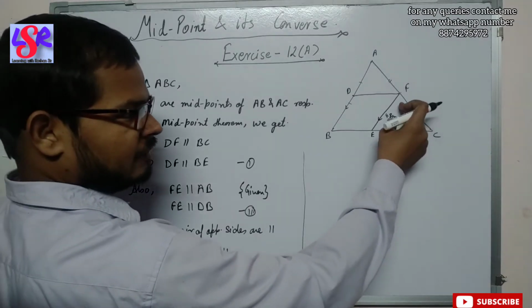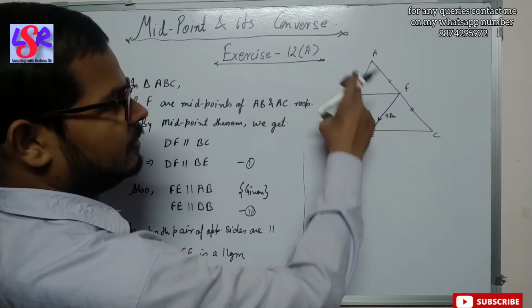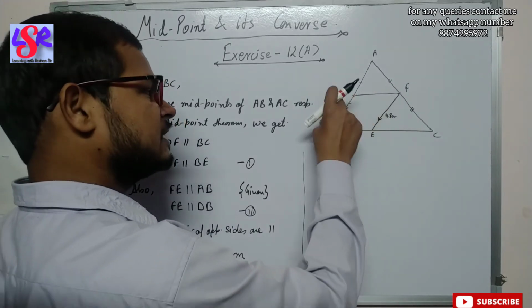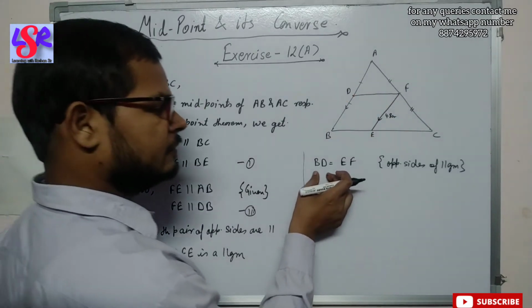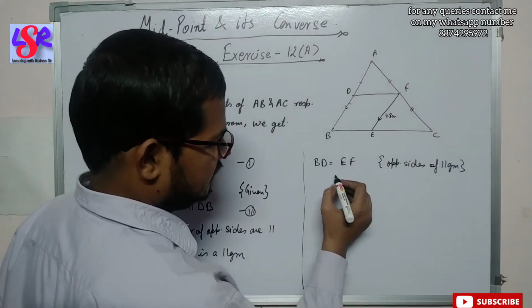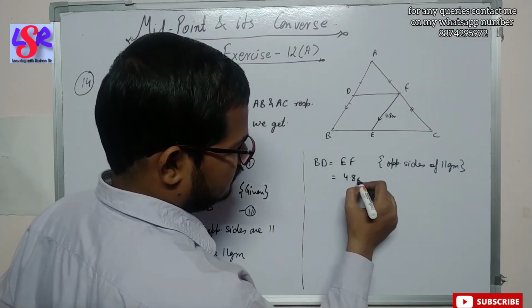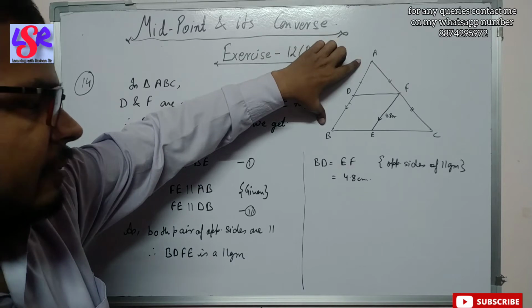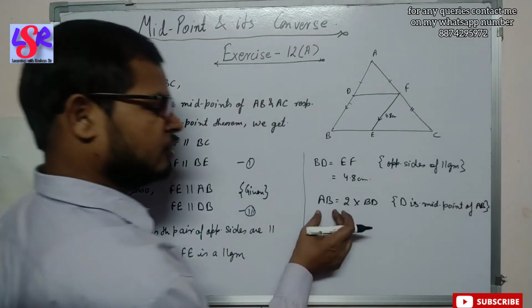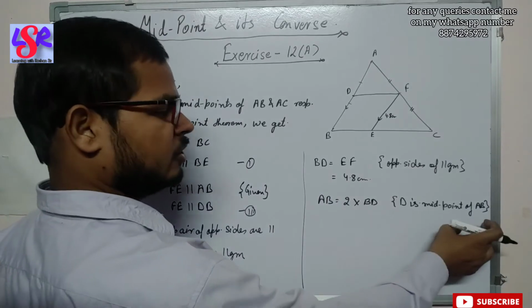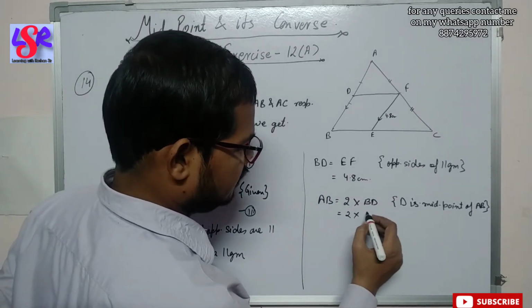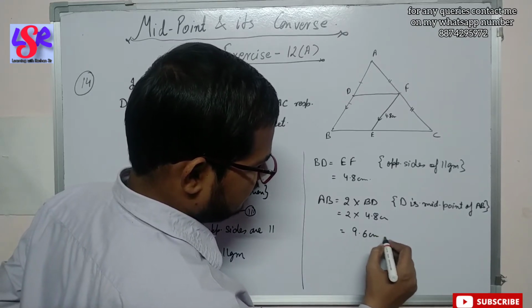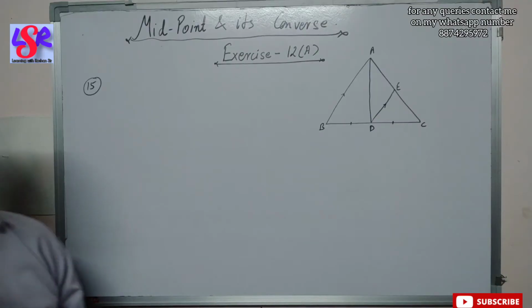Now we have been given the value of EF as 4.8 cm and we have to find the value of AB. As we know that opposite sides of a parallelogram are equal, BD equals EF. That is, BD will be equal to 4.8 cm. Now we know D is a midpoint of AB. Therefore AB equals twice BD. So we place the value of BD, that is 4.8 cm, and this will be 9.6 cm as the answer. Now let's move to question number 15.